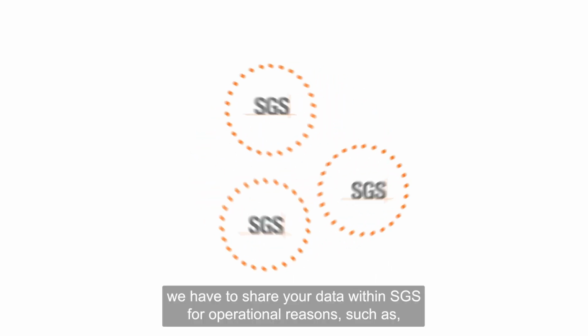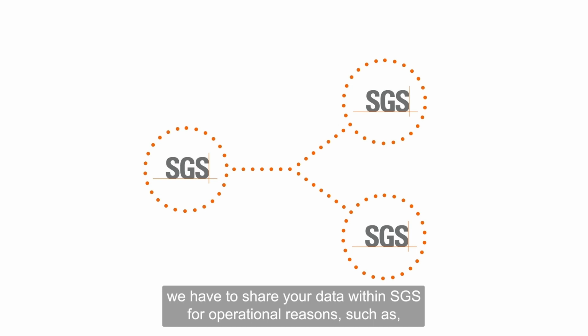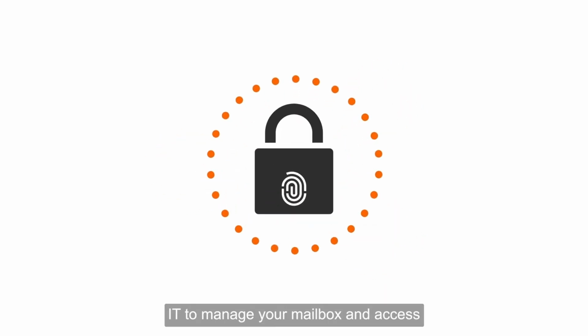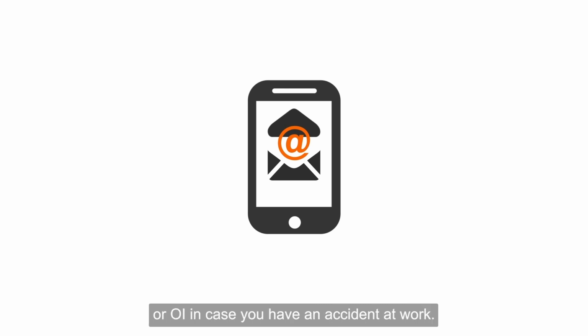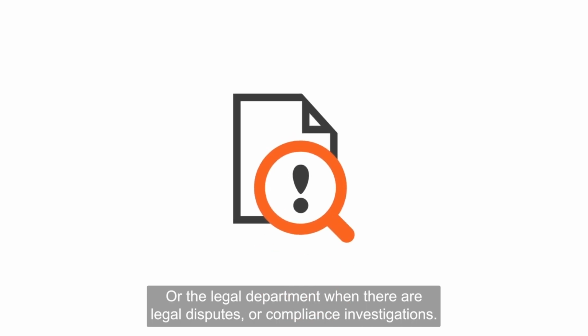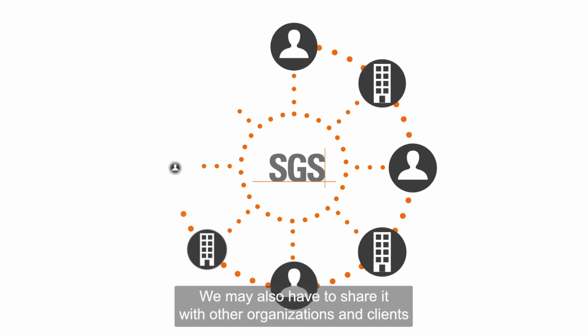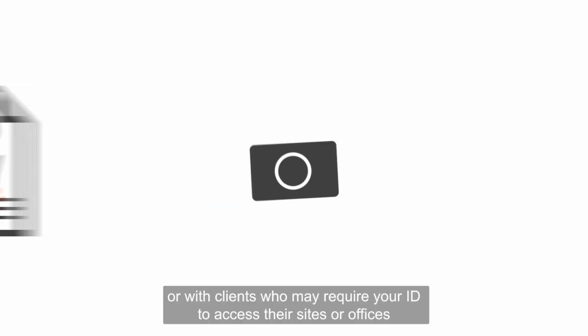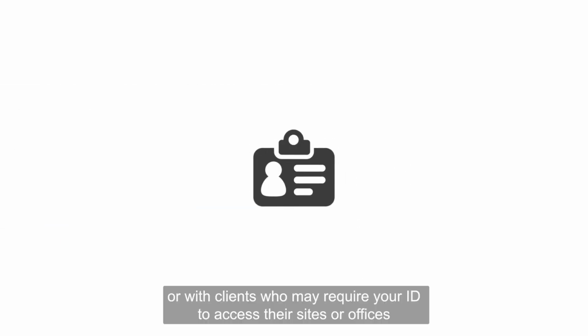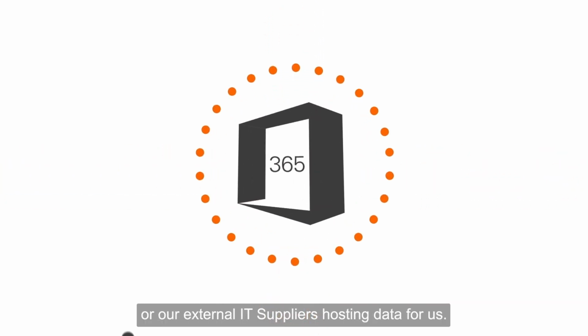We have to share your data within SGS for operational reasons such as IT to manage your mailbox and your IT access, or your professional mobile phone, or OI in case you have an accident at work, or the legal department when there are legal disputes or compliance investigations. We may also have to share it with other organizations and clients to validate your expertise in order to allow SGS to maintain its accreditations, or with clients who may require your ID to access their sites or offices, or our external IT suppliers hosting data for us.